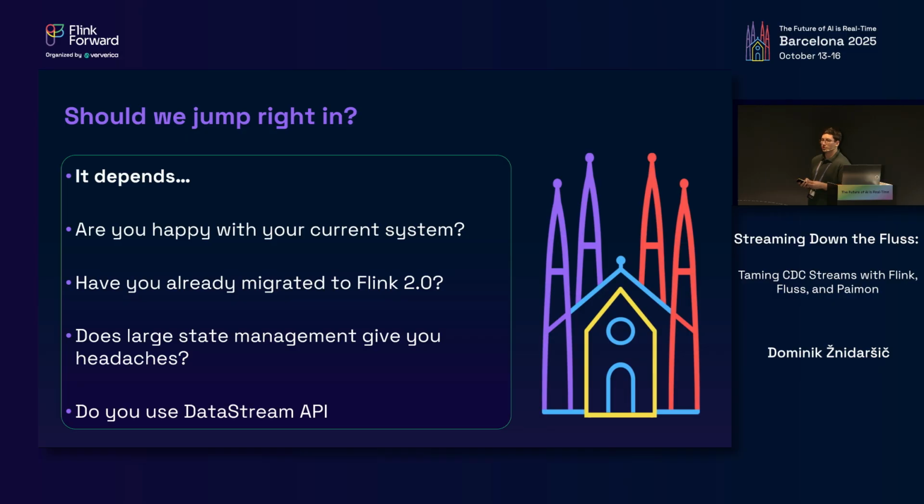Again, the most senior answer here is it depends. Of course, if you don't currently have issues with huge states, if you currently don't have issues with performance, you can be more conservative about switching. On the other hand, if there's a lot of problems with state management and the 2.0 disaggregated state didn't help you much, you should check out Fluss. Of course, if you already migrated to 2.0, there's no point in switching back. You will wait for it to be adapted.